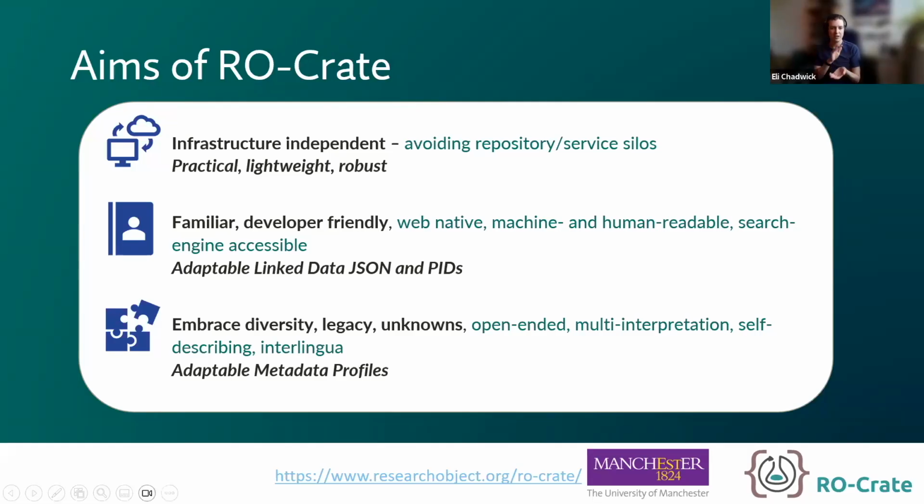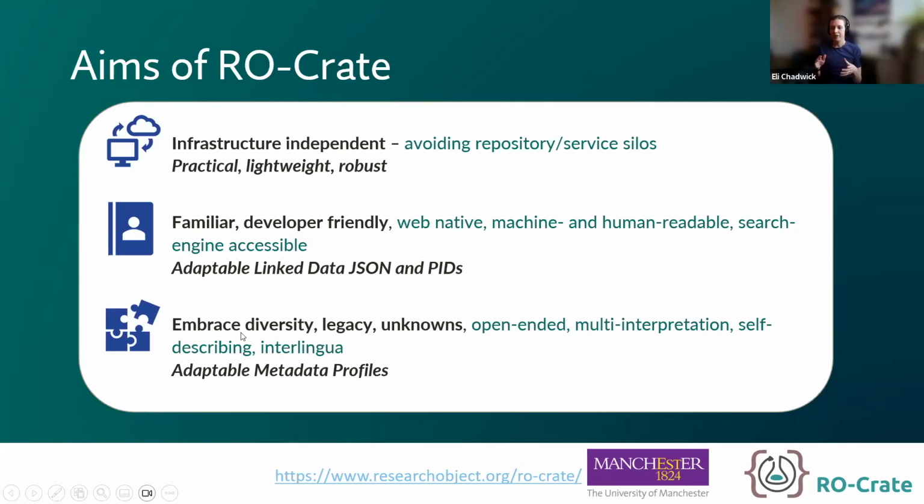So the JSON data format is familiar to a lot of people already. It's machine and human readable. And the way RO-Crate is built, it's also search engine accessible because it uses a lot of the same underlying technologies as are used for search engine optimization.